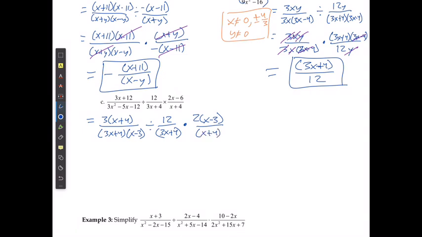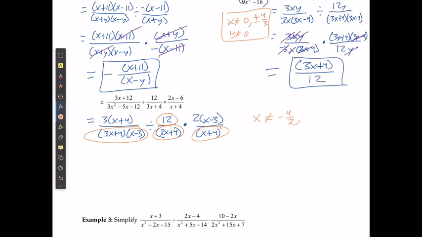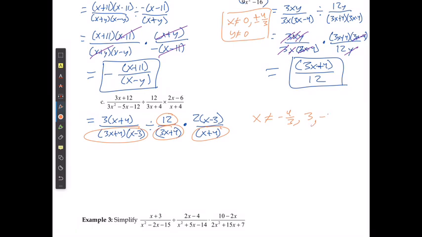Now, when I'm looking for my non-permissibles, I'm looking in the denominator of the first one. I'm looking for the denominator and the numerator after the divisor, but there's nothing in the numerator. And I'm just looking for the denominator in the last one. So I'm going to state that x cannot equal either negative 4 over 3, 3, or negative 4.